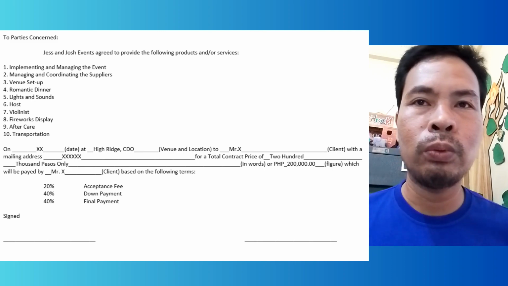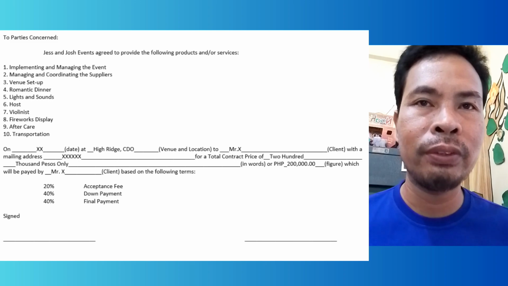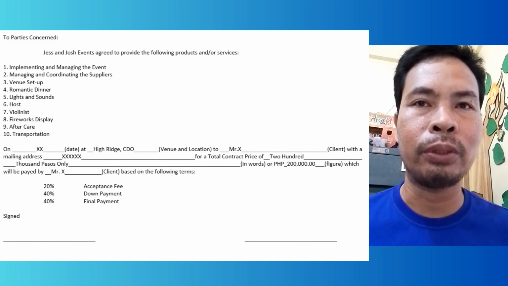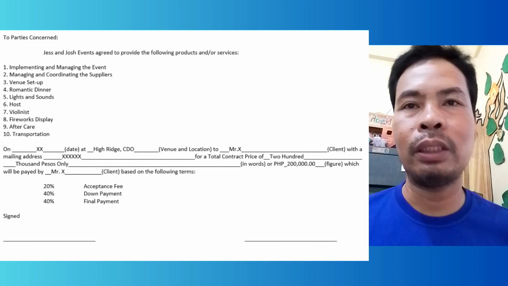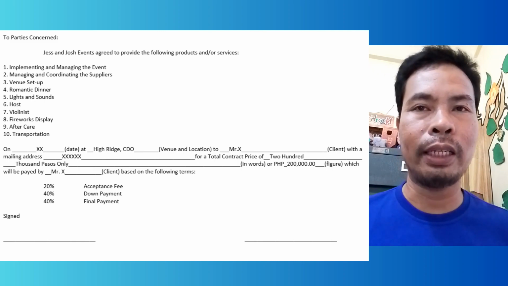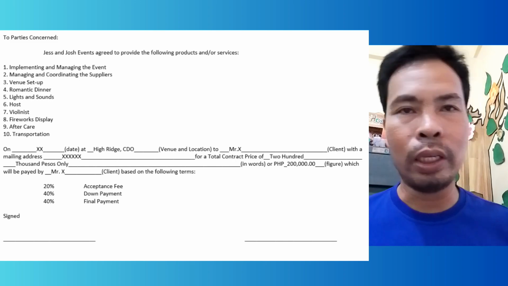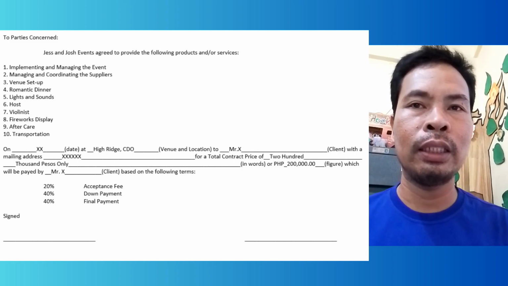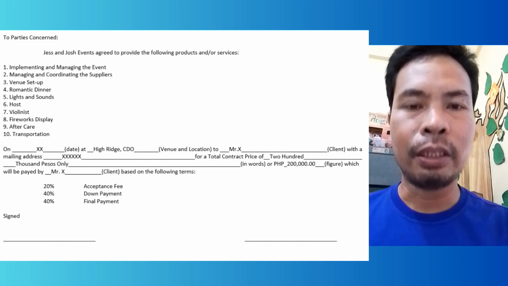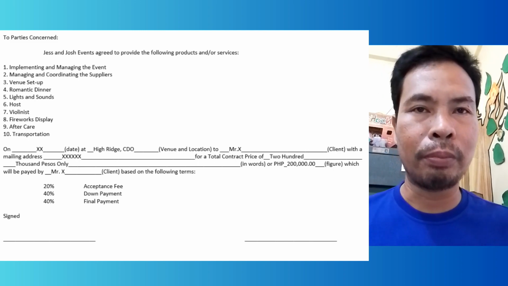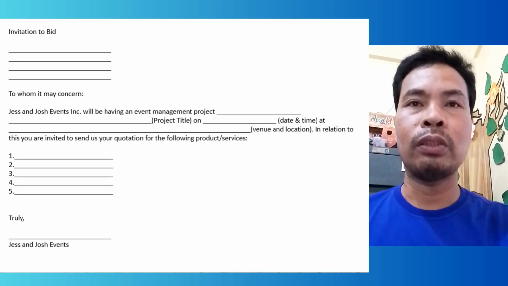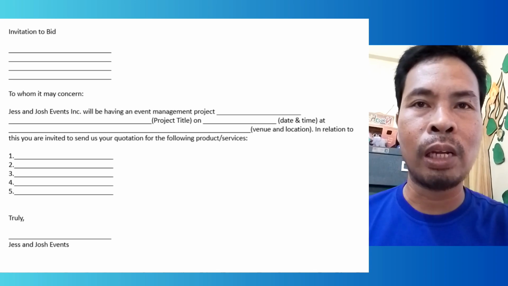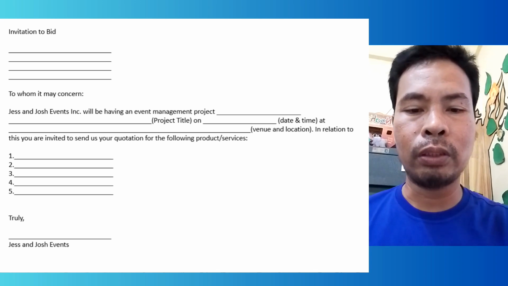It will be paid by Mr. X himself, or the client, based on the following terms: 20% acceptance fee, 40% down payment, and final payment 40%. So you cannot be cancelled on this, and you won't incur losses. Signed by the client himself and the event representative from Gis and Juice Events Incorporated. So this is the invitation to bid. I just leave it blank. So proceed to another slide.